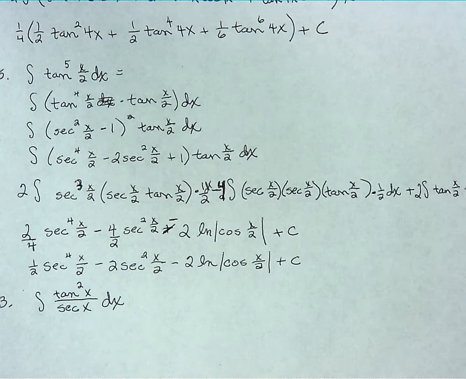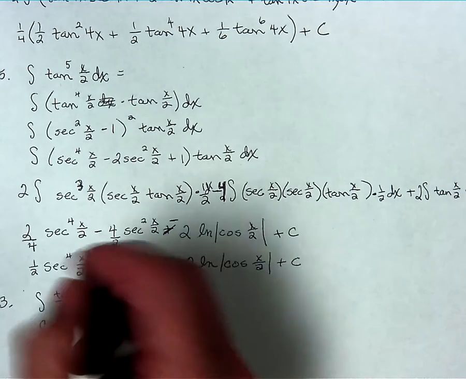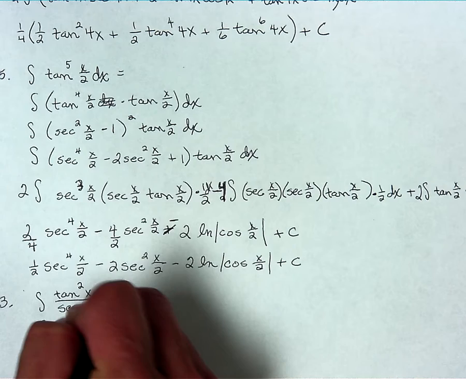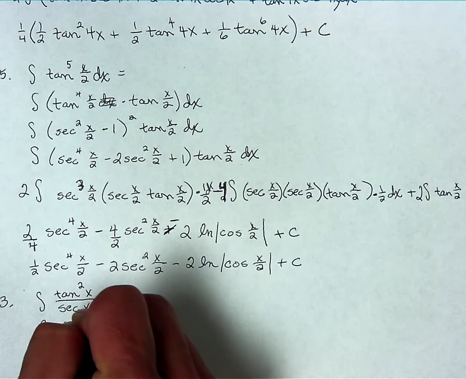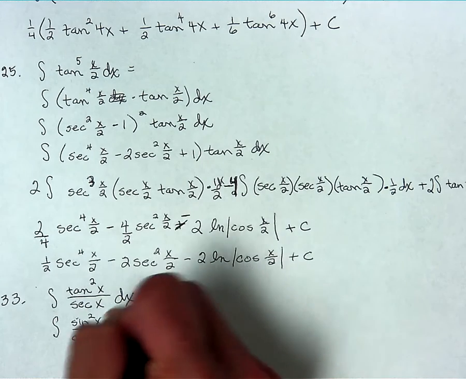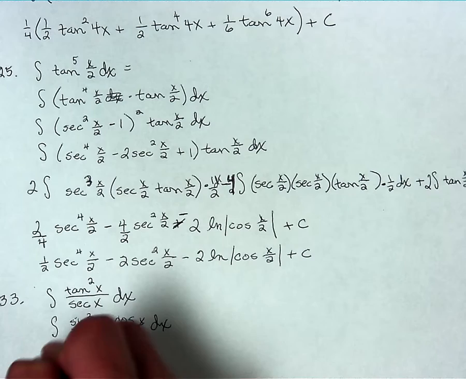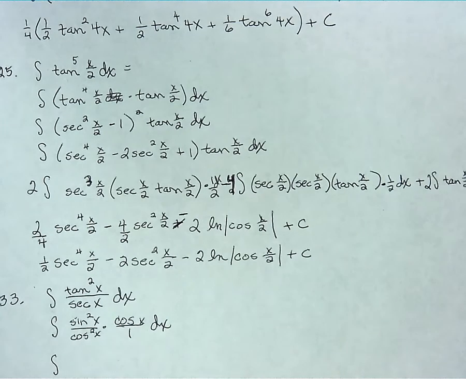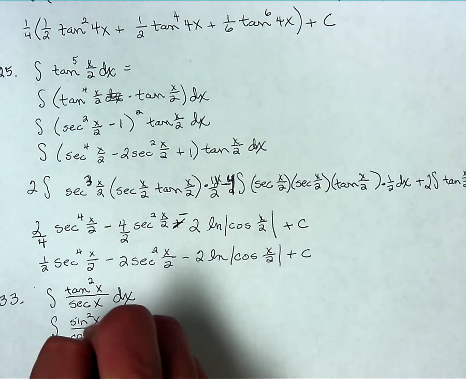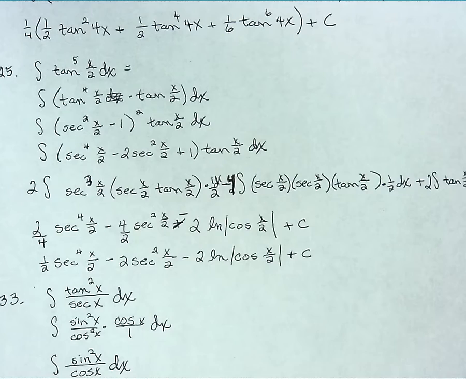Okay, so sine squared over cosine squared times cosine over 1. And that is sine squared over cosine. Well, this is different than what I did, but we'll see if we can get it to work.